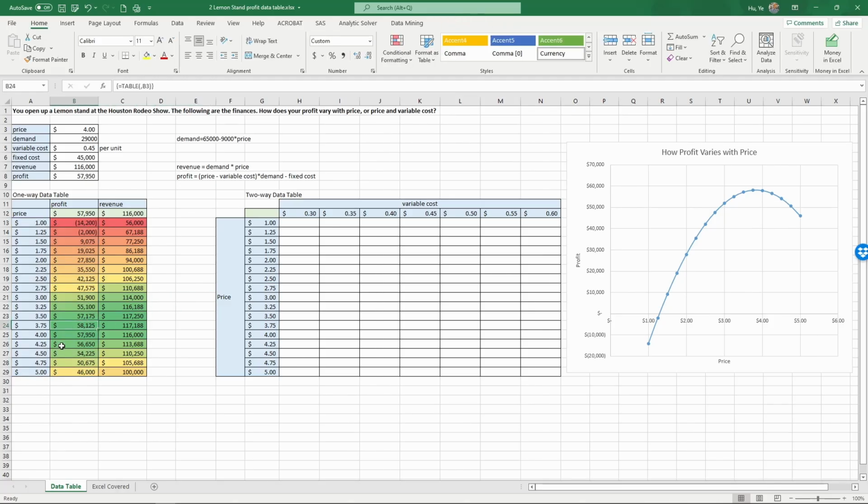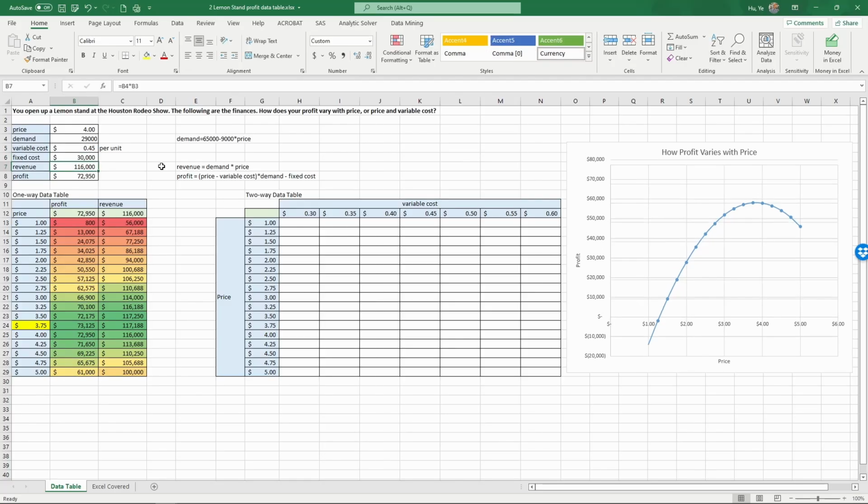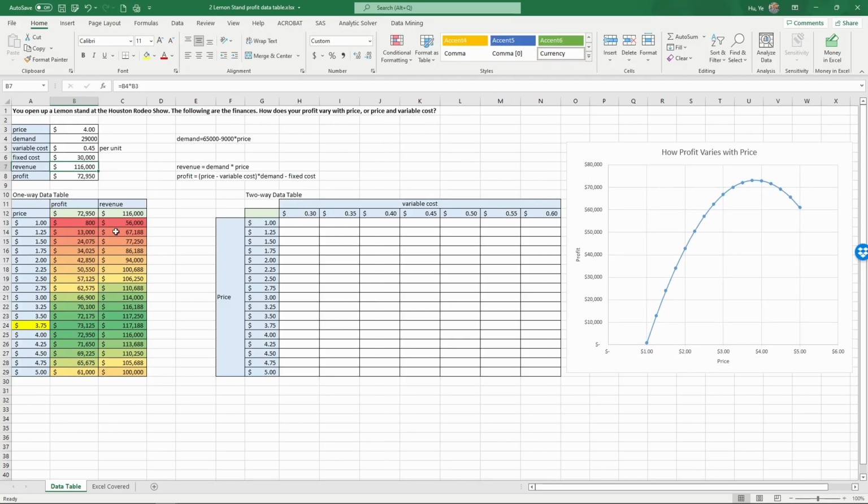And on this table, we see that the peak, at least on this curve, is somewhere around here at $3.75. An additional point is the fixed cost. So does the fixed cost influence the optimal price? Let's just take a quick look. Let's say if I change this fixed cost from 45,000 to 30,000. Enter. As you can see that the profit and revenue, they both shift.